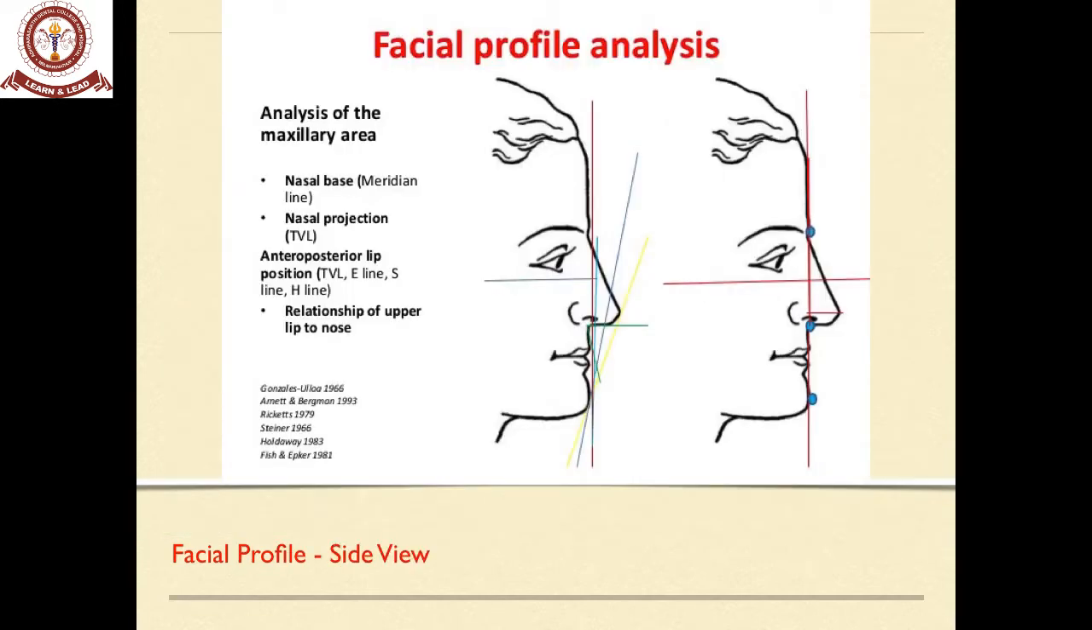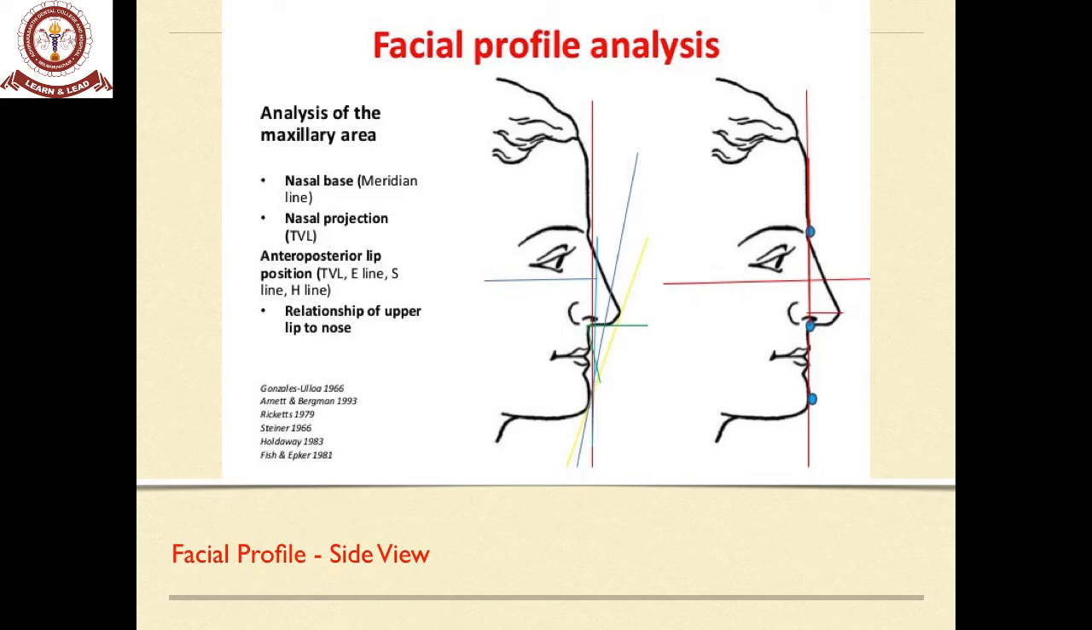In the side view, we call it the facial profile analysis, in the sense of how the upper jaw is positioned to the cranial base, how the mandible is positioned to the cranial base, and beyond that, the soft tissue: how the upper lip is positioned, how the nose is positioned, how the chin is positioned, what is the chin throat angle, and various other soft tissue analysis is also done.